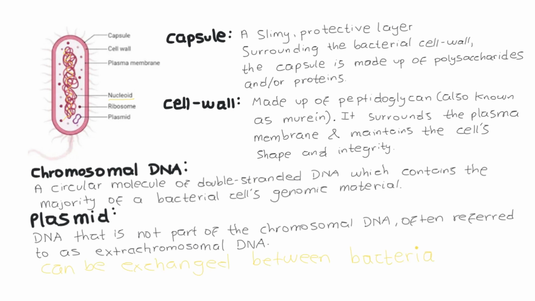Another thing I'd like to point out is that bacteria also contain ribosomes. So ribosomes are the site of protein synthesis, and in prokaryotes, these ribosomes are designated as 70S. 70S ribosomes. So 70S basically refers to the size of the ribosomes. In prokaryotes, you have 70S ribosomes. In eukaryotes, you have 80S ribosomes.